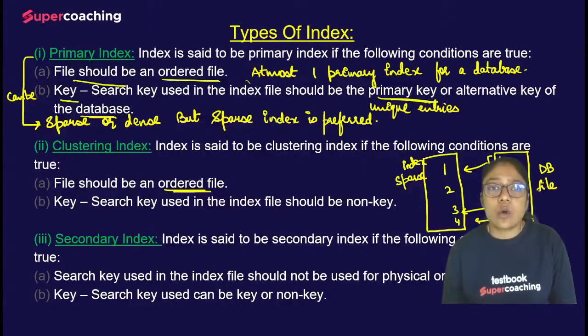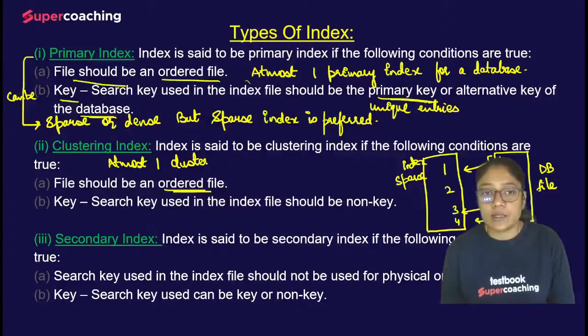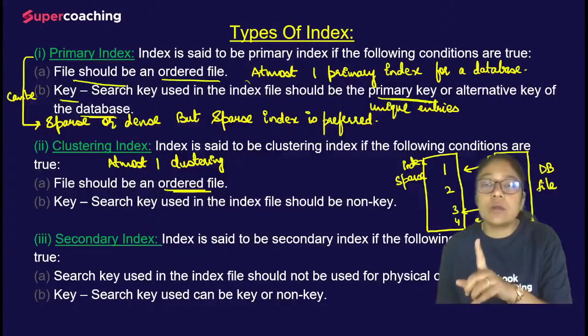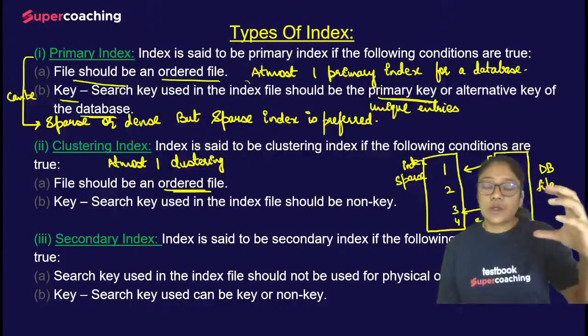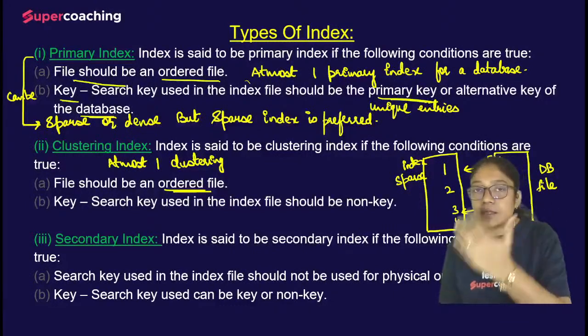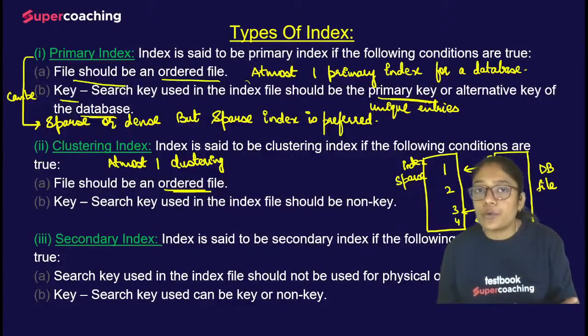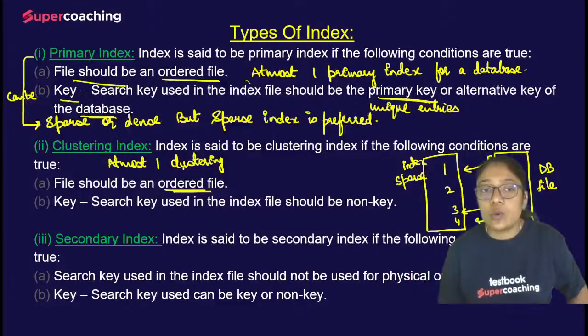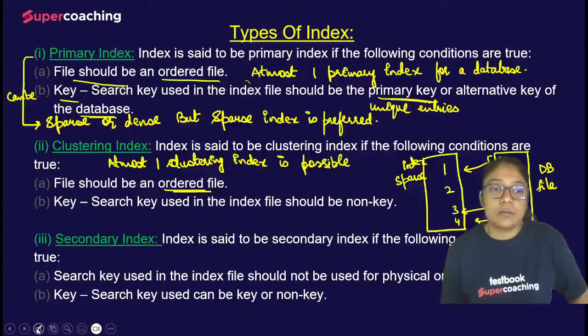So clustering index is always at most one. एक से ज्यादा क्लस्टरिंग इंडेक्स फाइल के लिए नहीं हो सकता, क्योंकि जब आप फाइल को ऑर्डर करते हो, ordering can be done on the basis of only one attribute. या तो आप स्टूडेंट आईडी के बेसिस पे ऑर्डरिंग करोगे, या फिर मार्क्स के बेसिस पे, या फिर नेम के बेसिस पे ऑर्डरिंग होगी. You cannot order the file on the basis of multiple attributes. So that's why only one clustering index is possible. I could have written here possible.